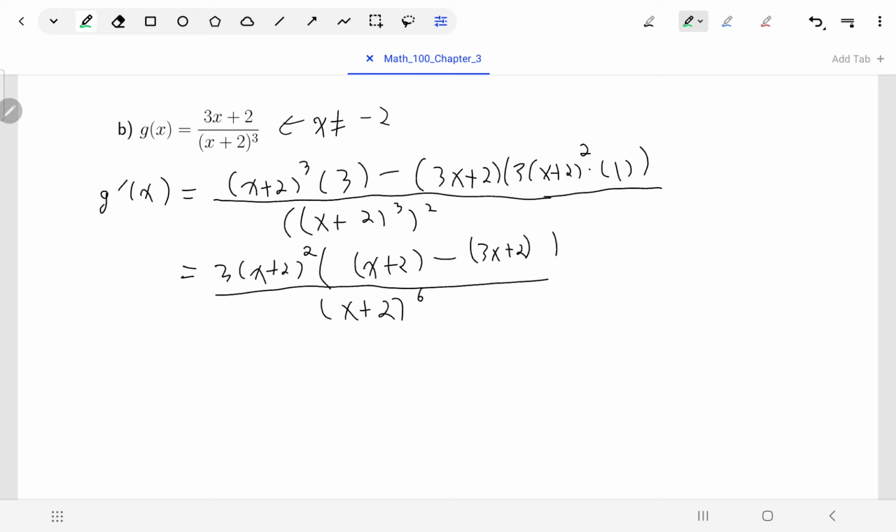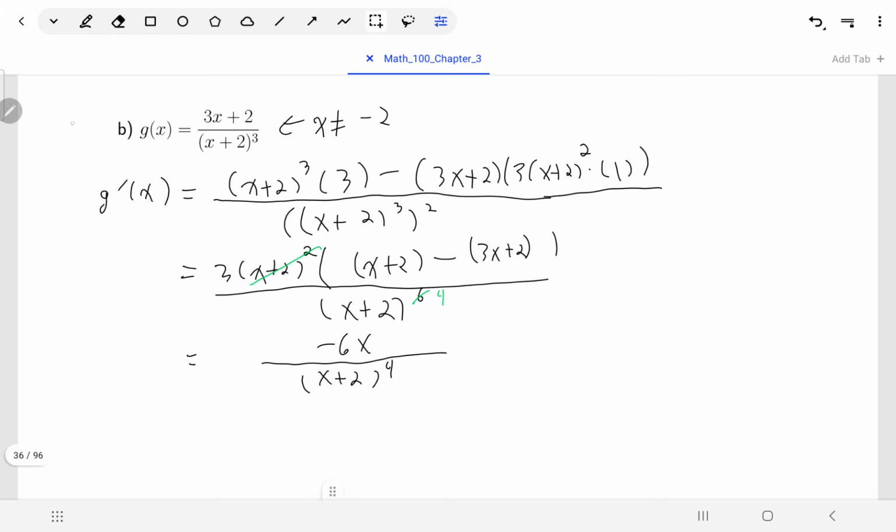One thing that I can do to clean up is the x plus 2 squared from the top can cancel with 2 of them from the bottom. So that for g prime, I'm now going to have that x plus 2 to the 4 in the denominator. And in the numerator, if I were to clean up what's inside of my little bracket that I've got here, I'd have x plus 2 minus 3x minus 2. That would all clean up to give me just negative 2x. So in the numerator, I'd have 3 times negative 2x, which is negative 6x.